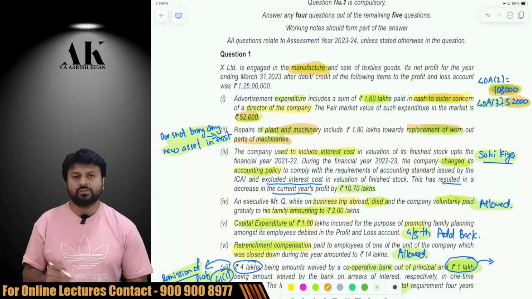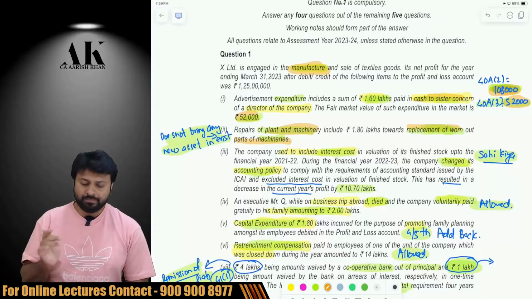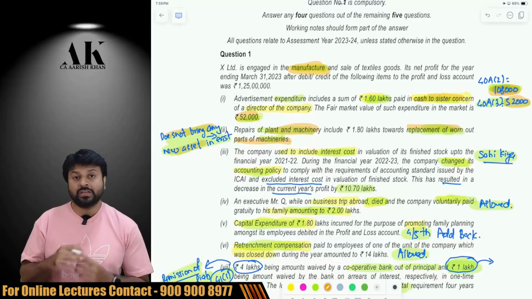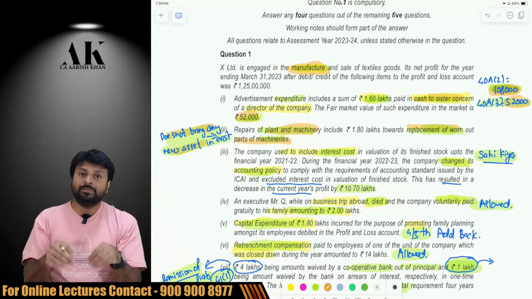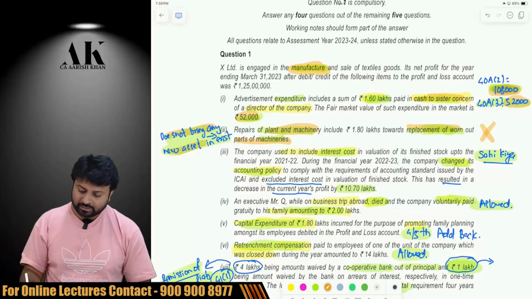Okay. Next, there are some repairs which you are doing for plant and machinery for replacing the worn out parts of the machinery. So will that be allowed as a revenue expenditure under section 31? Yes, it is allowed as a revenue expenditure because this does not bring any existence of any new asset. If you do such a repair which brings existence of a new asset, then in that case, it is not allowed as a deduction.